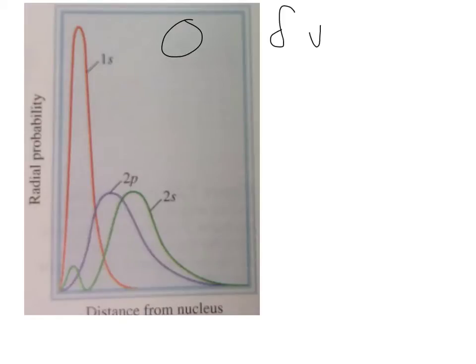Oxygen. Oxygen has 8 valence electrons. Not 8 valence electrons. It just has 8 electrons, not 8 valence electrons, but 8 electrons. Sorry about that. So it has 8 electrons. I have 8 valence electrons on my mind.